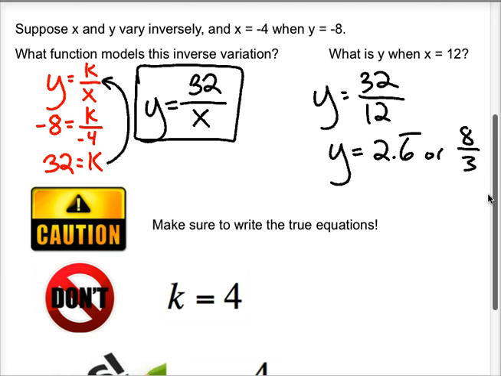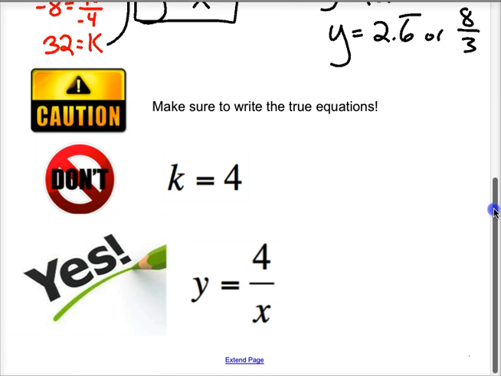All right, now, one of the big things to remember from these notes, a big idea, is remembering finding k is not the equation. Do not stop once you find k. You have to plug k back in because this is the true equation. A true equation relates x and y to each other. So whenever it asks for the equation, you have to put it in the form y equals that number over x. You absolutely must plug it back in.